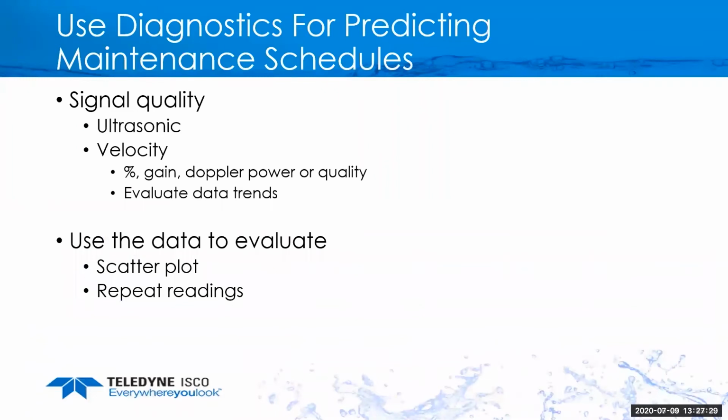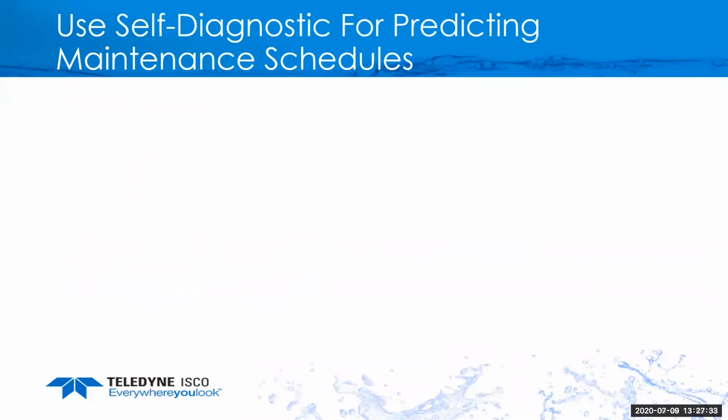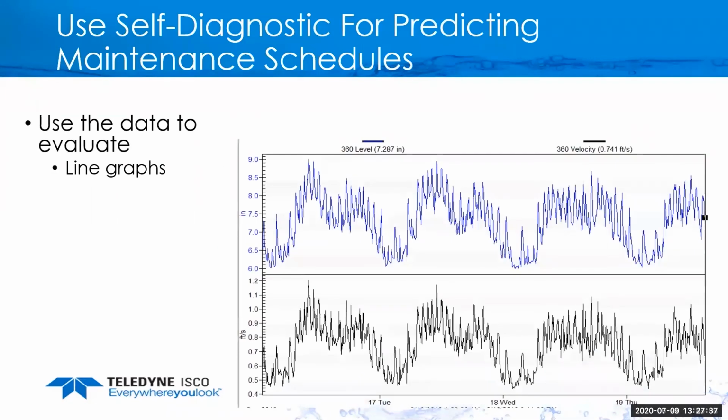Okay, again, use the data to evaluate scatter plots. You want to look at some other stuff too, like repeat readings. So when I look at data, I look at stuff like this. Look at your line graph. We can see we have very repeatable level velocity data. You'll notice the level looks noisy, but the velocity also looks noisy. What that tells me is there's nothing wrong with the sensor.